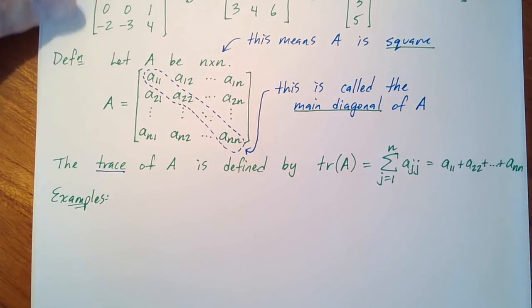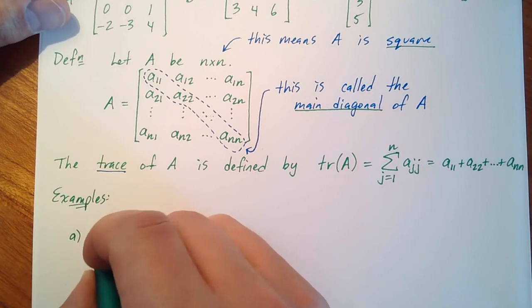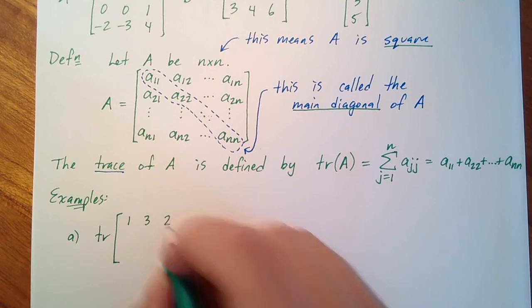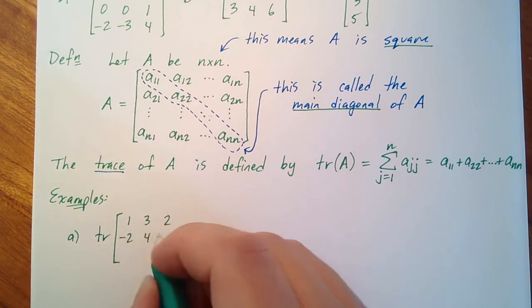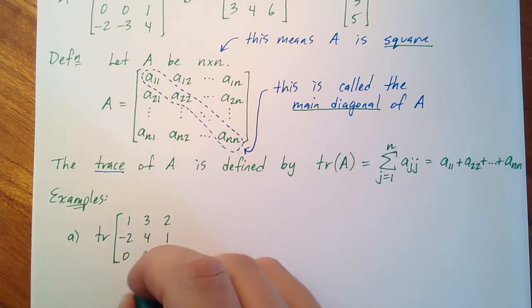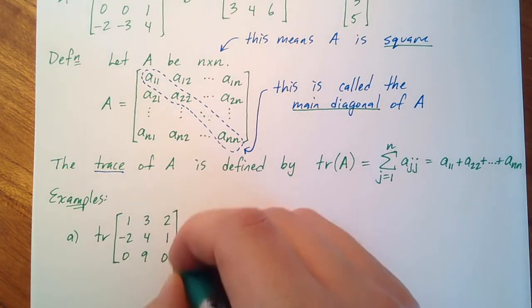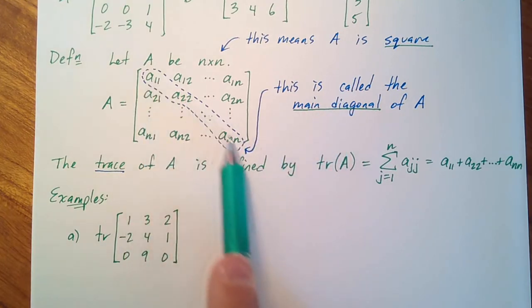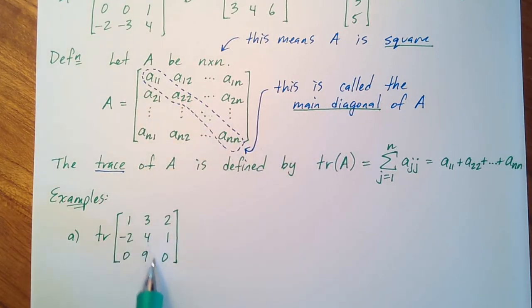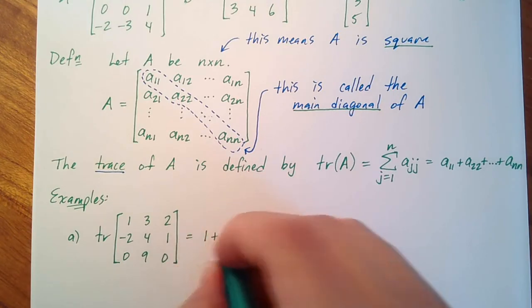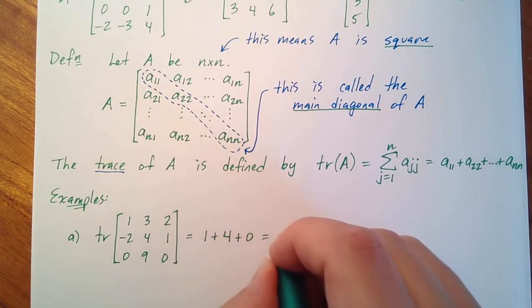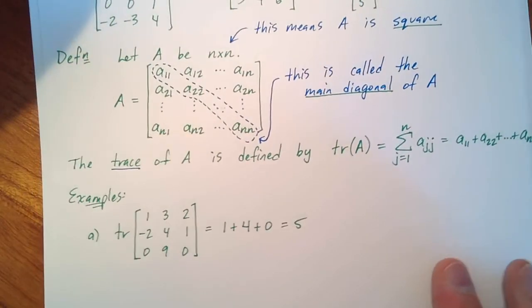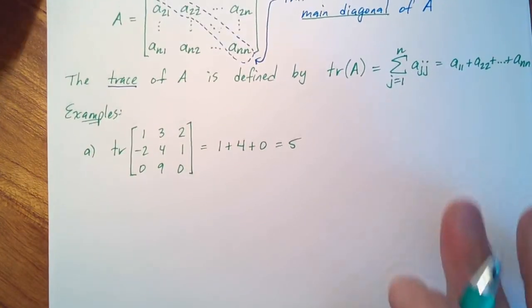Okay, so let's look at a couple of examples. Our first one, we'll take the trace of a 3 by 3 matrix, and here are the entries. So what's the trace? Well, we just said it's the sum of the entries along the main diagonal, right? So it's just going to be 1 plus 4 plus 0, which just adds up to 5. So that's all there is to it. The trace is a nice operation because it's fairly quick to compute.